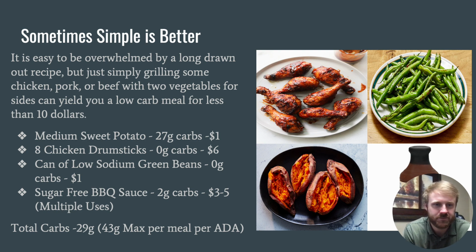Sometimes you can just get a can of low sodium green beans, a sweet potato, toss a sweet potato in the microwave, put some butter on it, and either air fry or grill some chicken drumsticks or chicken thighs or something like that. And you can use the sugar-free barbecue sauce. It still has carbs in it, but it's a great option in a pinch to just have a good home-cooked meal that you don't have to put a whole lot of time into. And it actually ends up being way cheaper than anything else that you could go to the restaurant and get, and it tastes better and you can put your own spin on it.